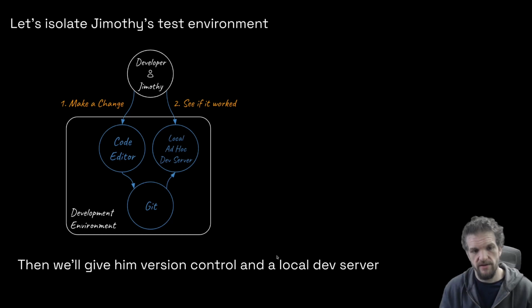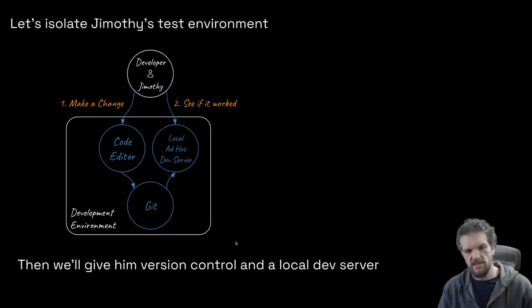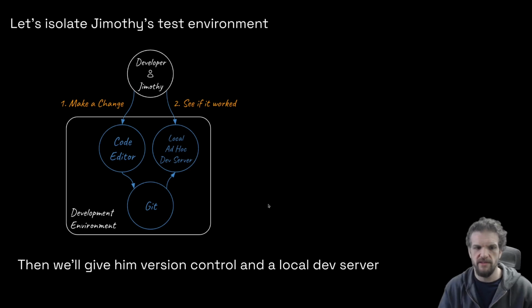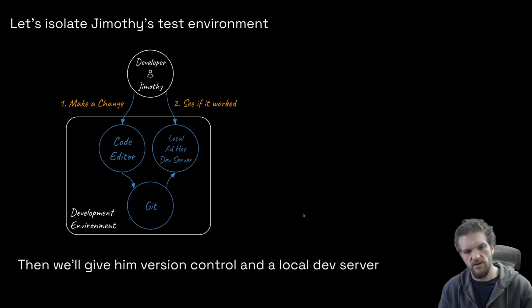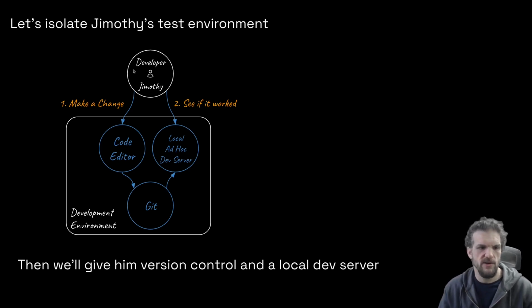Since we're using a modern programming stack, we are going to use modern version control, which most people use Git. And that will give him a nice clean history of all the changes he's ever made to his code base. And then we'll also get him a local ad hoc dev server, which most modern programming language environments provide, which just allows you to run your code and see if it worked after you've made a change. It'll reflect all the changes that you've made. So Jimothy will still make a change and see if it worked, but this will all be inside his own development environment and not affect the production environment.